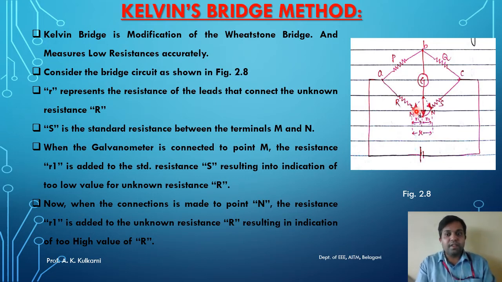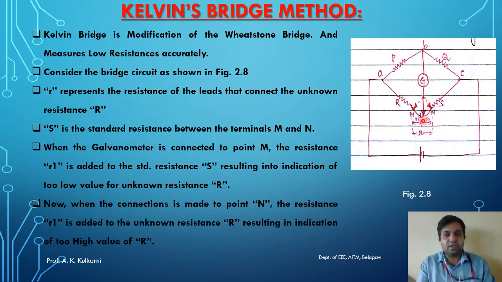Now suppose the galvanometer's point is connected to the point N. Now what will happen? The entire resistance, R1 and R2, will get added up to the unknown resistance. Due to this, the unbalance will be created. Obviously, it will be unbalanced. So the current will start to flow through our galvanometer. So there are two methods, and another method is what?